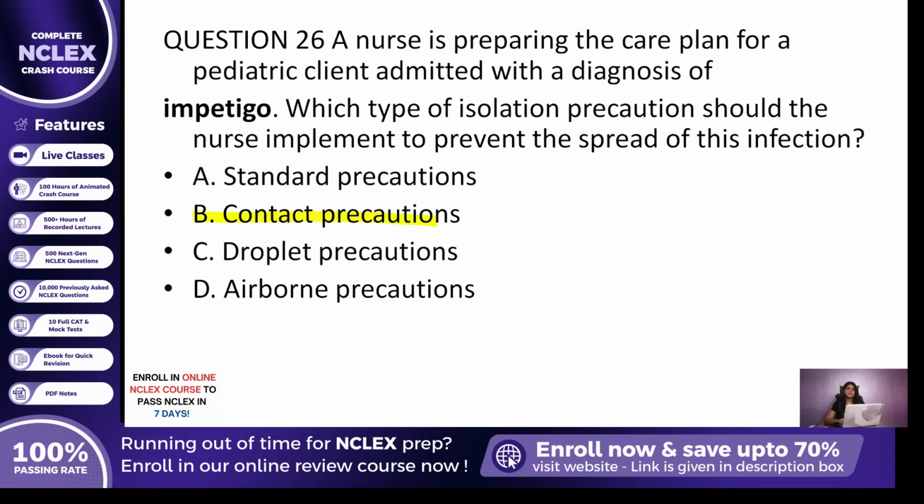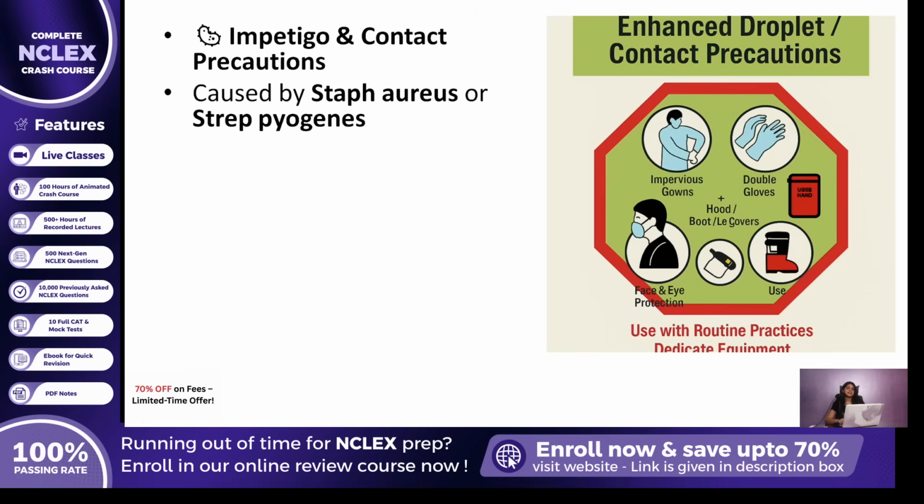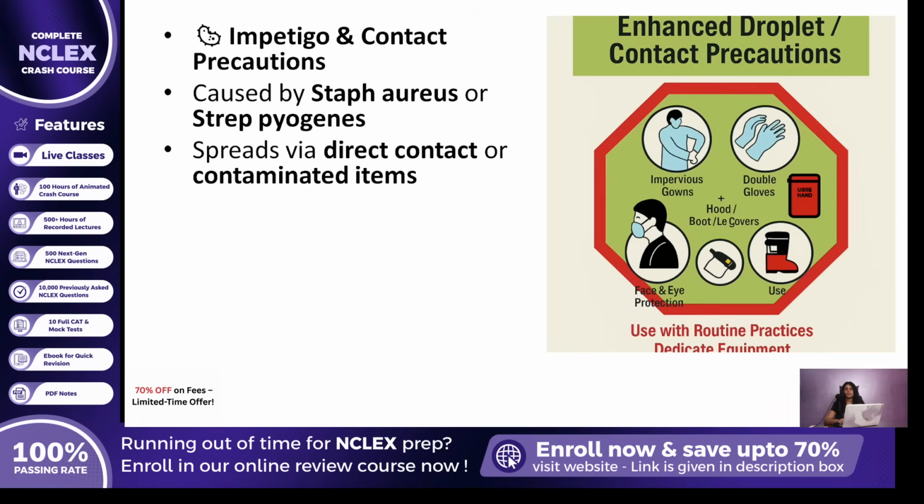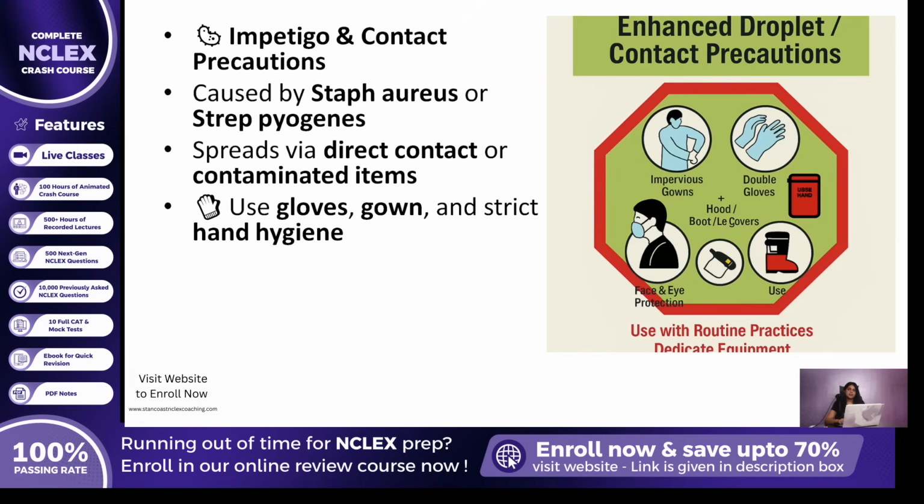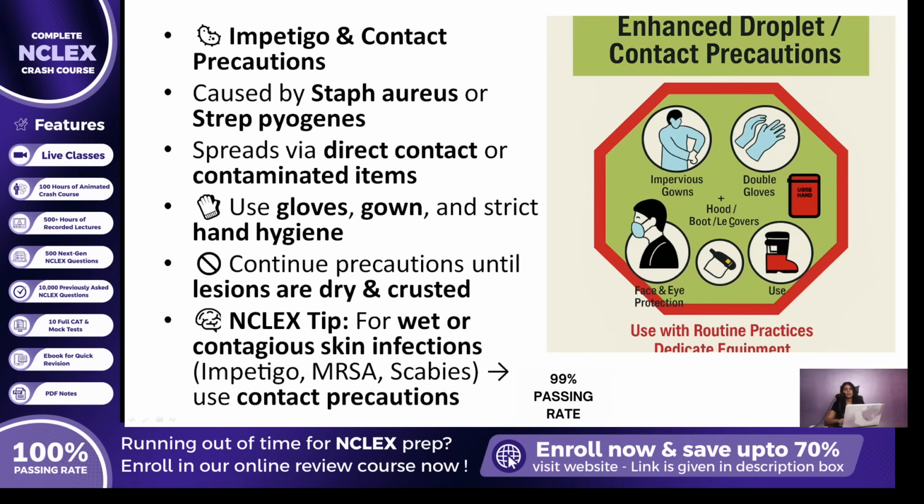Impetigo is a contagious skin infection typically caused by Staphylococcus aureus or Streptococcus pyogenes. It spreads through direct skin contact or contaminated items, which makes contact precautions, including gloves, gown, and hand hygiene, absolutely necessary. These precautions should continue until lesions have dried and crusted over. Quick NCLEX reminder: for any skin infection that is wet, weeping, or contagious, such as Impetigo, MRSA, or scabies, always implement contact precautions to protect others and prevent spread.